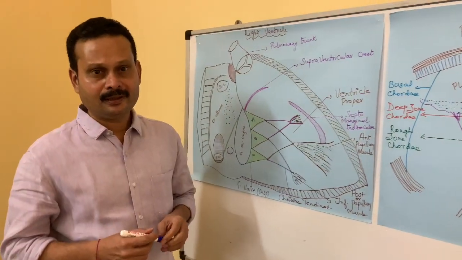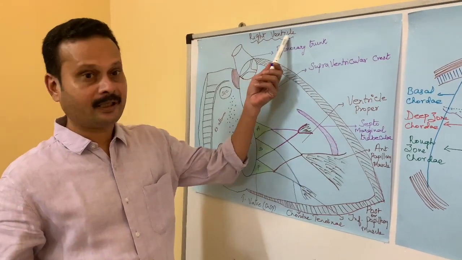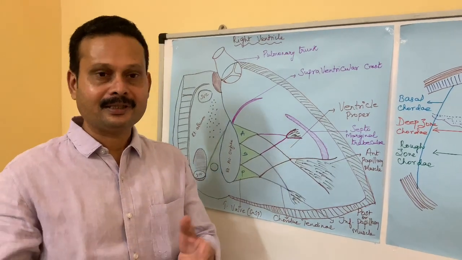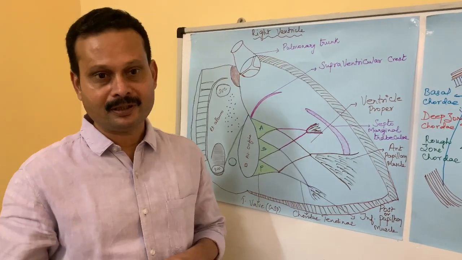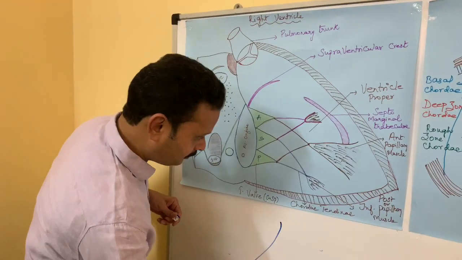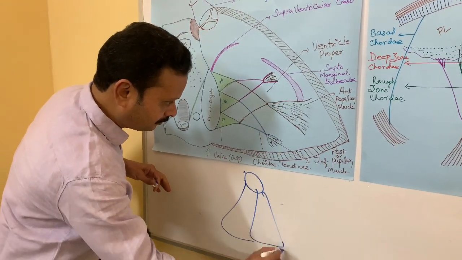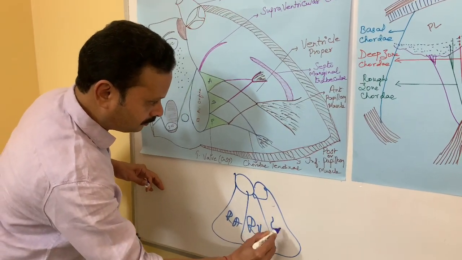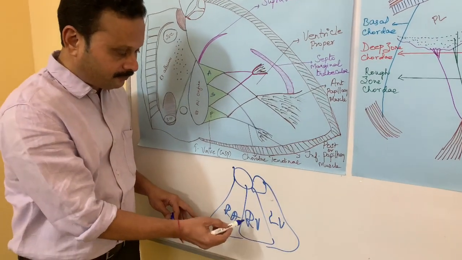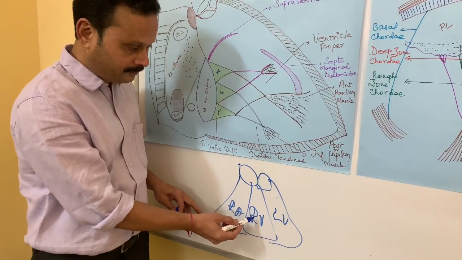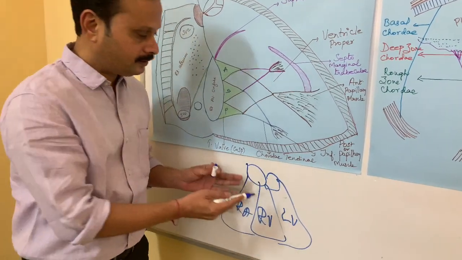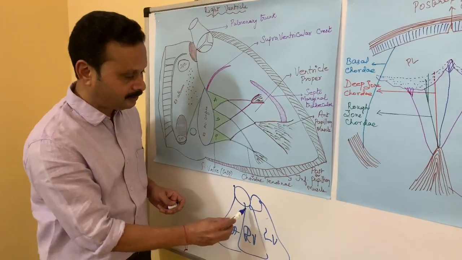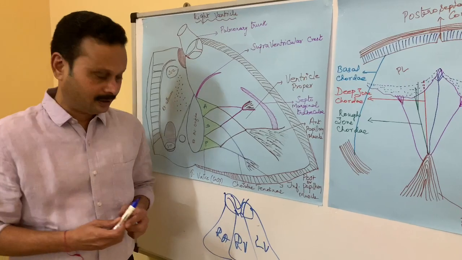Hi, let us discuss today about the right ventricle. The right ventricle lies in front and to the left of the right atrium. It is a venous chamber, which collects the blood from the right atrium and ejects it into the pulmonary trunk.